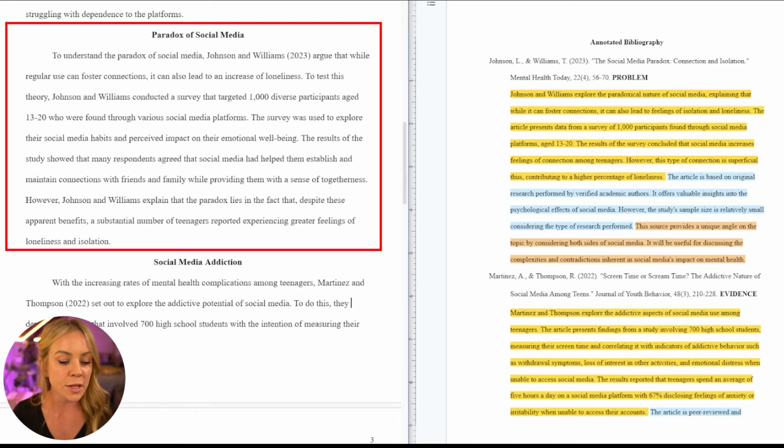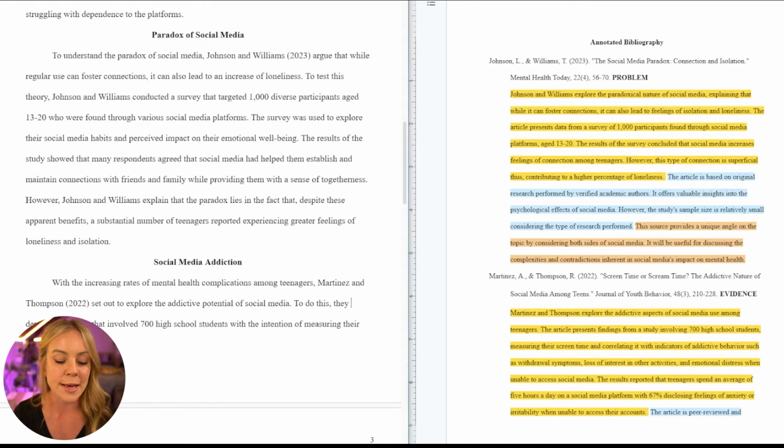The results of the study showed that many respondents agreed that social media had helped them establish and maintain connections with friends and family while providing them with a sense of togetherness. However, Johnson and Williams explain that the paradox lies in the fact that despite these apparent benefits, a substantial number of teenagers reported experiencing greater feelings of loneliness and isolation. Okay, so there we have it.